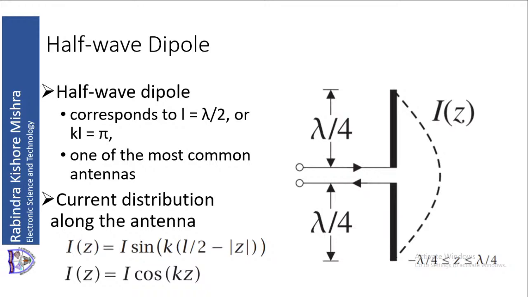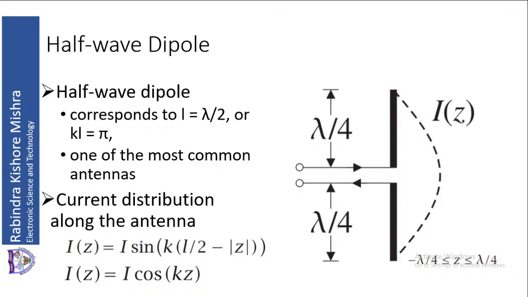Iz is equal to I, the peak current, into sine of K into L by 2 minus absolute Z. Now if I put K into L by 2, KL by 2 is pi by 2. So sine of pi by 2 minus Kz is cosine Kz. So Iz is equal to I cosine Kz. In many books you will find Iz is equal to I cosine Kz, and in many books you will find Iz is equal to I sine of KL by 2 minus absolute Z. Both are correct and both are one and the same.